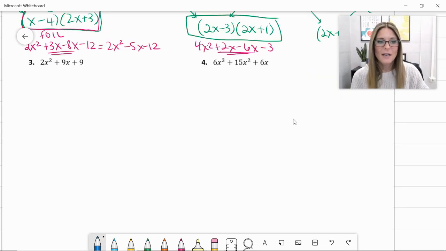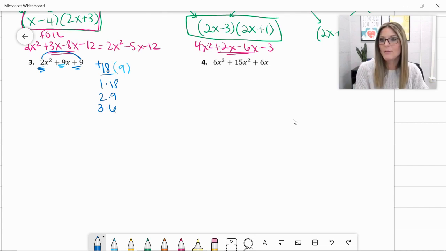All right, let's take a look at number 3. Again, we have 2x squared plus 9x plus 9. There is a number there in front, so I have to multiply the 2 times the 9. Scratch work over here. 2 times 9 is 18. And we are going to look for the factors of 18 that will add up to the middle term, 9. Now, 18 has factors of 1 times 18, 2 times 9, and 3 times 6. So I have a positive 18 here.